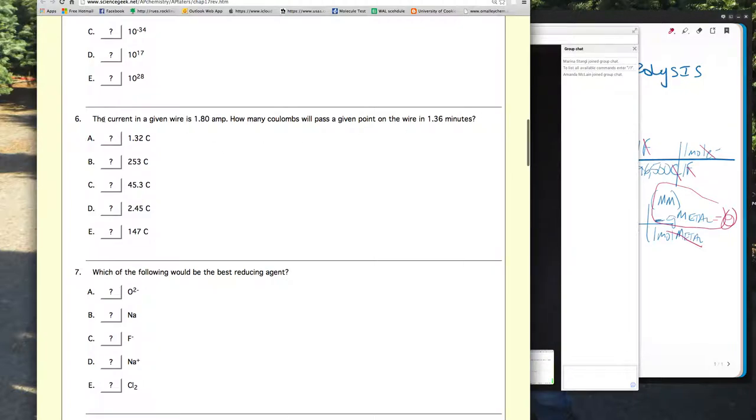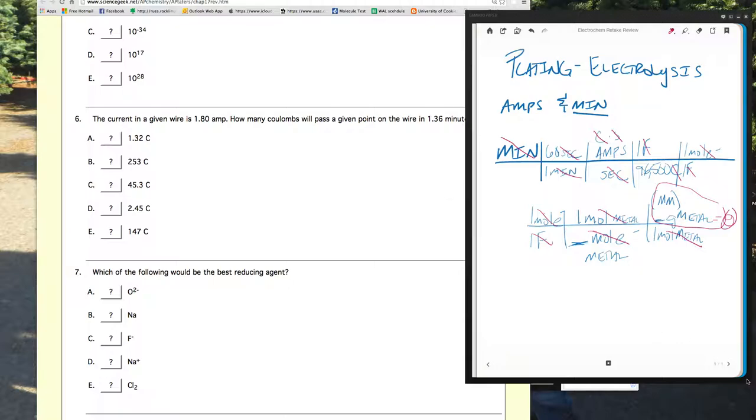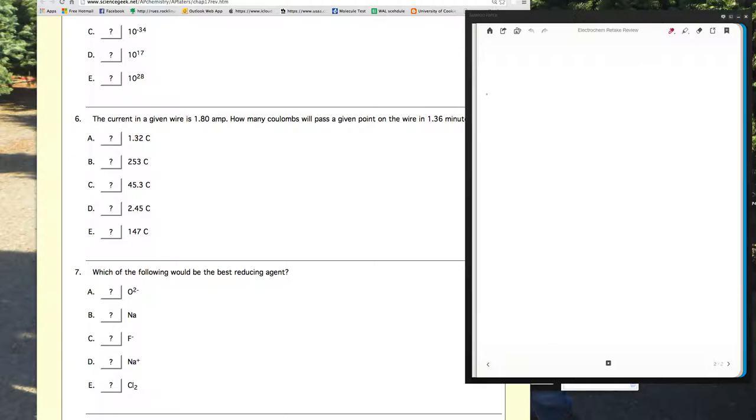Okay. So this number 6 right here: the current in a given wire is 1.80 amps. How many coulombs, so this is going to stop you short, you're not going to go all the way to grams, but how many coulombs will pass a given point on the wire in 1.36 minutes? So given that template I just gave you guys, can you figure out how many coulombs are going to pass? Why don't we do that right now? And I'll try to do it on my own too. Are you guys starting with minutes? Okay.